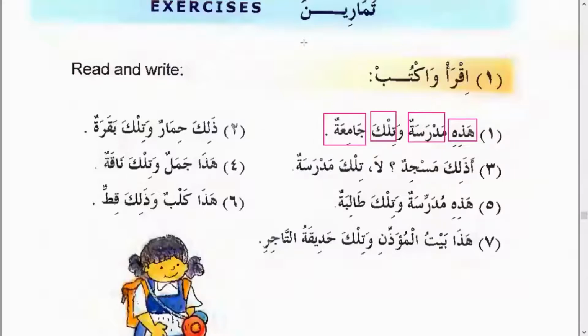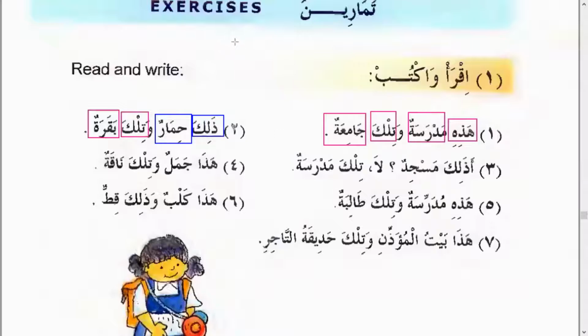Dhalika himarun, that is a donkey, masculine. Wa tilka baqaratun, and that is a cow. So feminine, right? That's why I use tilka. Baqara is feminine, cow. And that is a cow.